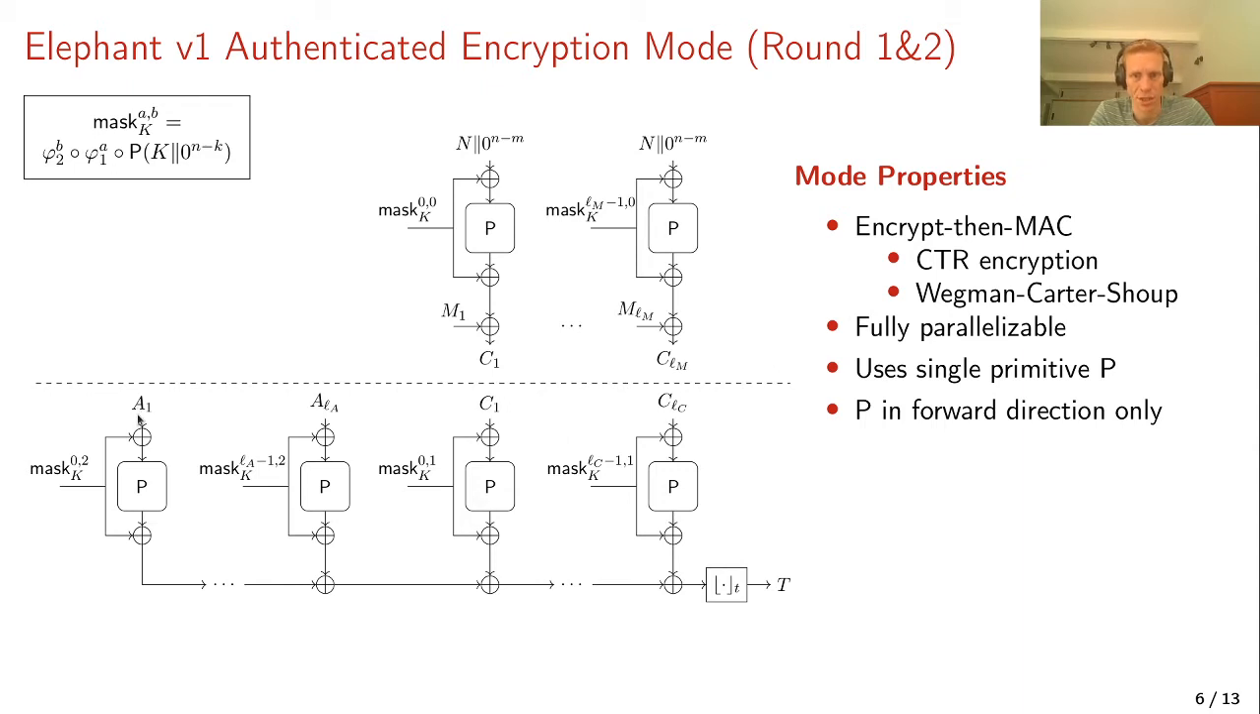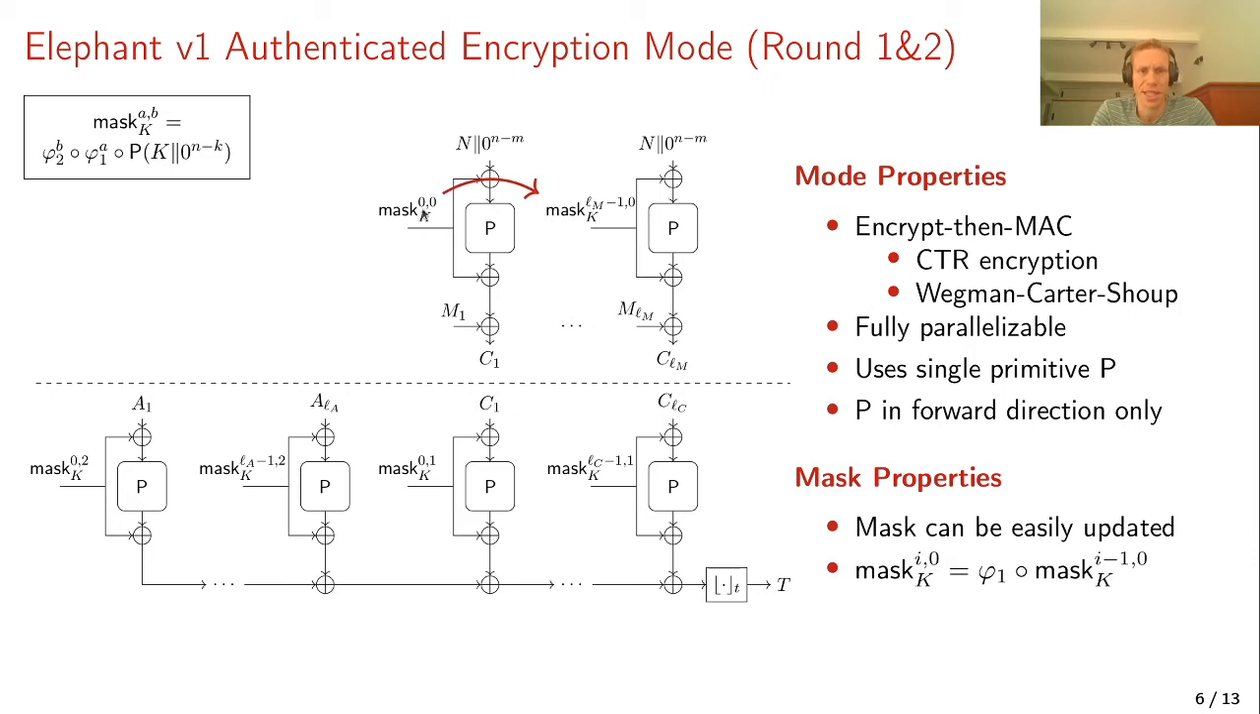block contains a nonce. It uses a single cryptographic primitive P, and it only uses it in the forward direction, which means that for encryption and decryption you never need the inverse of P. The masking is chosen in a very smart, subtle way, such that the updating can be done efficiently. In particular, if you have a certain mask, in this case mask 00, you can easily go to the next mask by evaluating phi1 on the value.